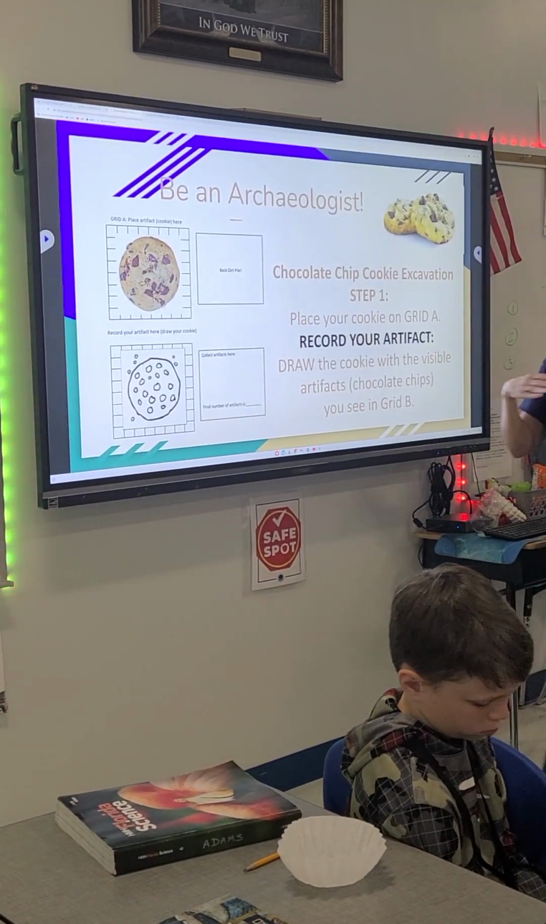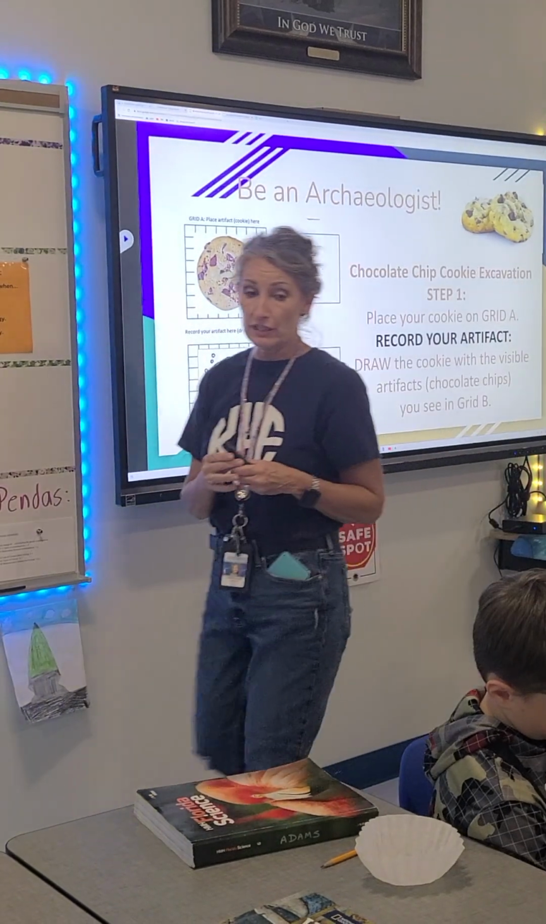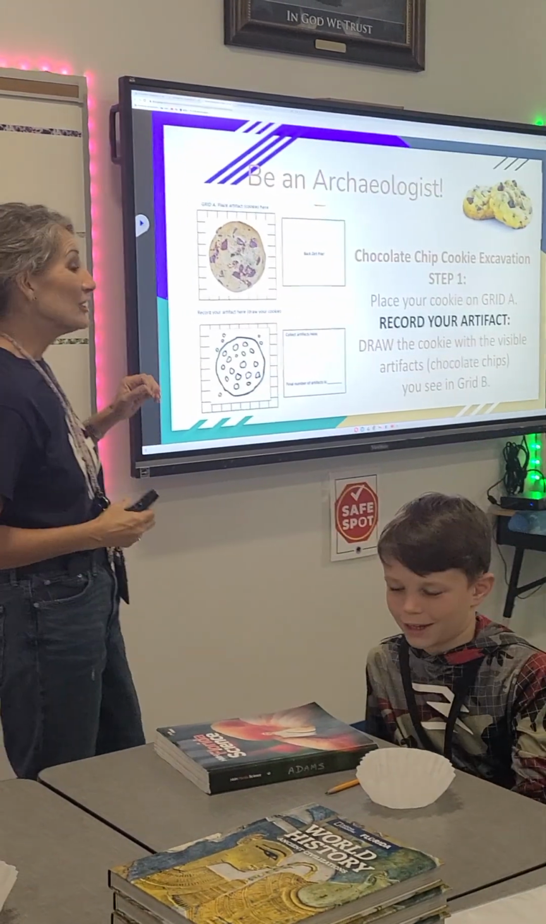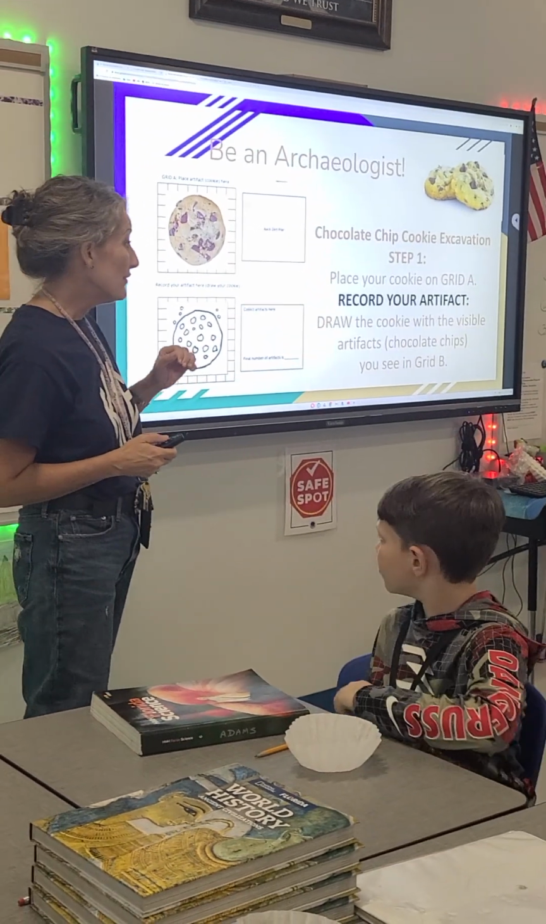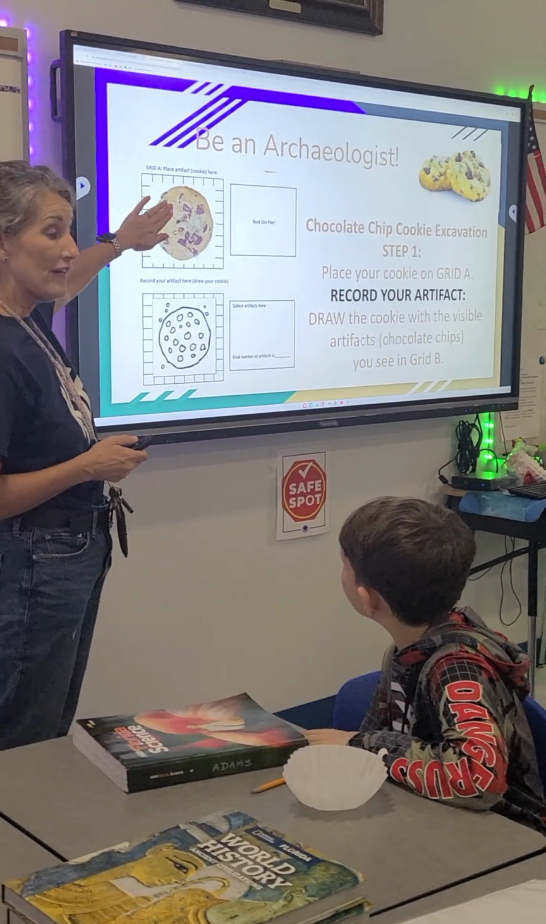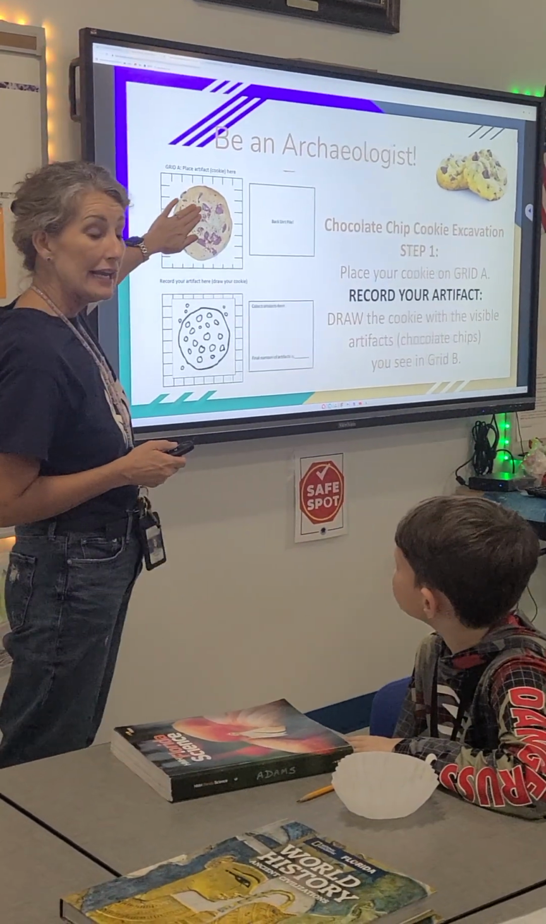So what I'm going to do, I'm going to give you your artifact. It's going to be a chocolate chip cookie. Yours is going to be special because you're block 2. Yours has some M&Ms in it. So you're going to have the chance to look for some M&Ms and chocolate chips. So you're going to place your artifact on grid A.